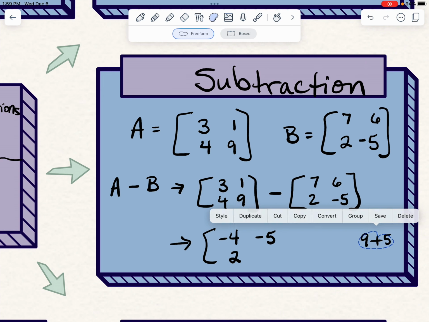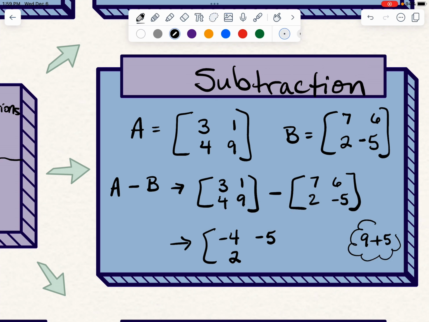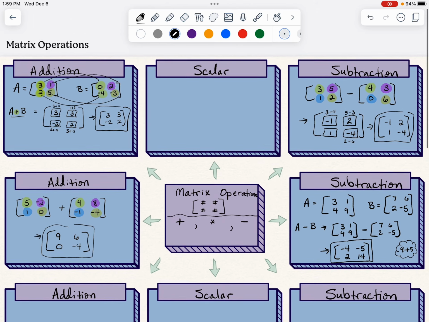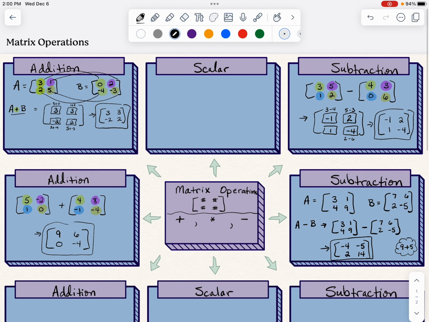All right, I'm just going to put that over here on the side. It's in my thought category over here. All right, 9 plus 5, and 9 plus 5 is 14. So our resulting 2 by 2 matrix would be negative 4, negative 5, 2, and 14. Okay, so that is our addition and subtraction.